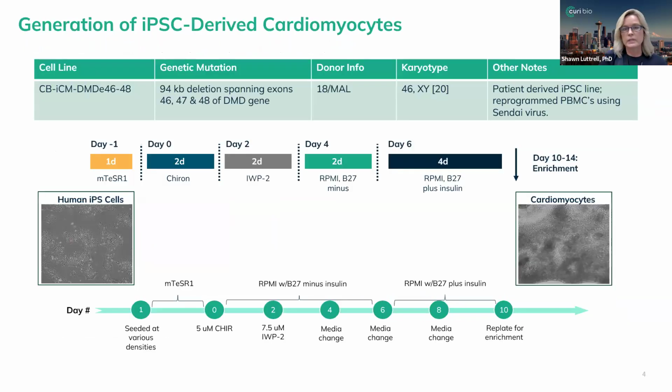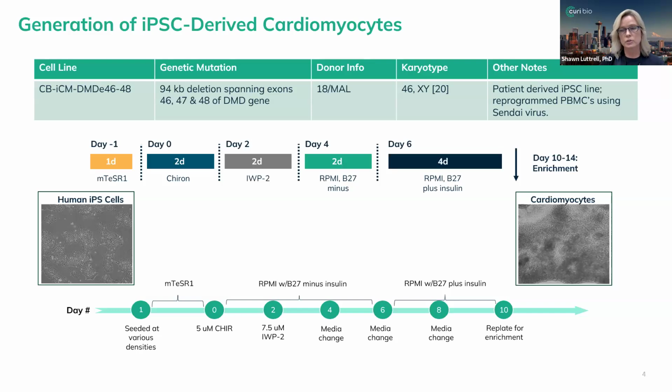So the first step in building our mini engineered heart tissues is making the cells. We use a small molecule directed differentiation approach to generate our cardiomyocytes. This has been well described in the literature. We start with iPSCs, and by day 8 to 10, we have a synchronously beating cardiac monolayer.